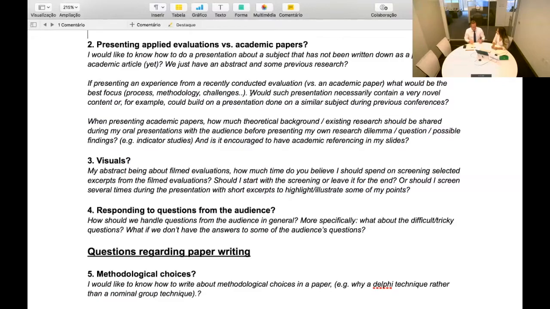But if that is more peripheral, don't bother presenting a lot of context or background, because it's not core. So don't do that. And then the final one, when presenting academic papers, how much theory? Yeah, this is again, I think I already answered that.